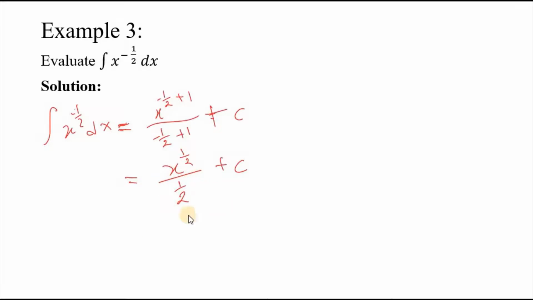Let me make this a little bit neater. Here is a denominator of the denominator, it becomes a numerator. So that will be 2x to the 1/2 plus c. And to make it a little bit neater, we're going to say this is basically 2 square root of x plus a constant.